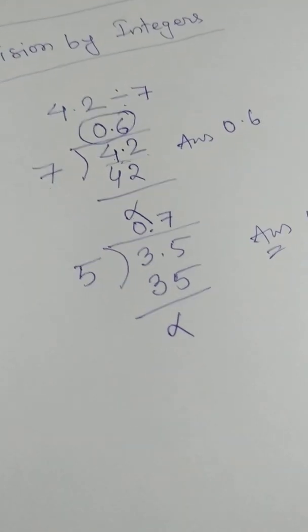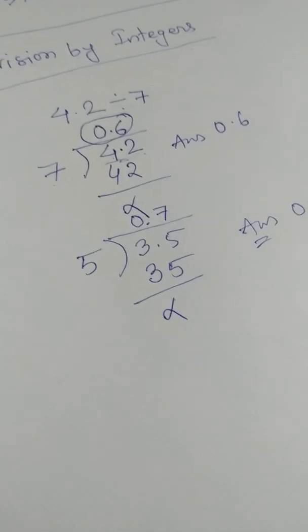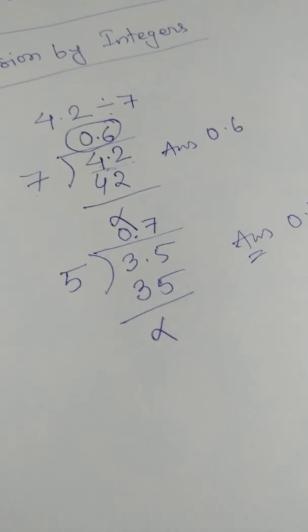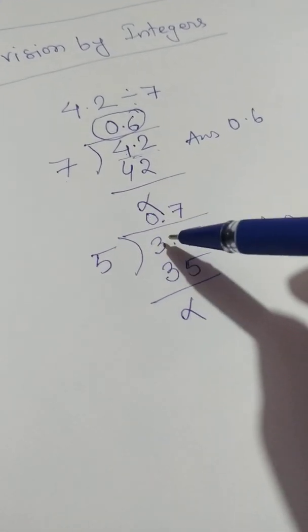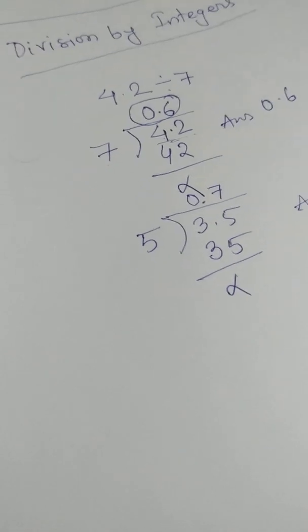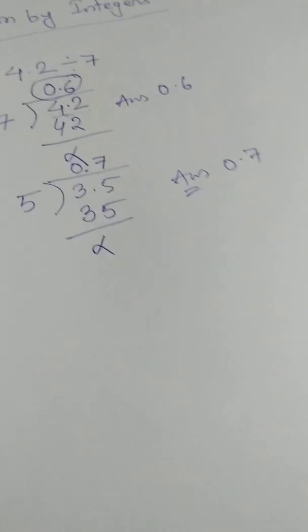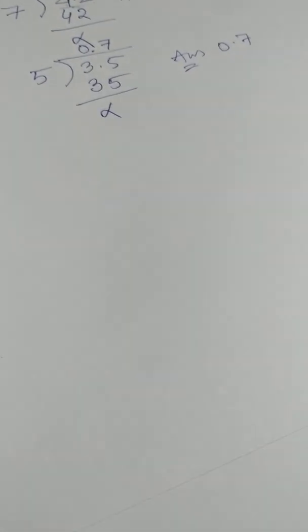0.7. So this is one type of math where you are taking the decimal out of consideration. How to take the decimal out of consideration? Just put a 0 point in the beginning. Very simple. Next we will see another type of division.